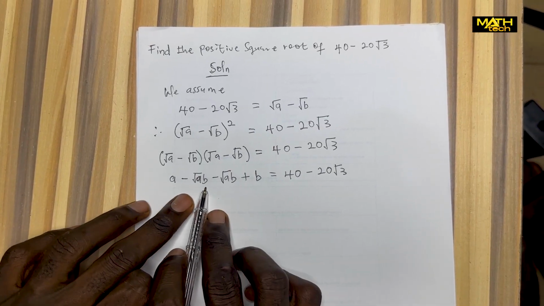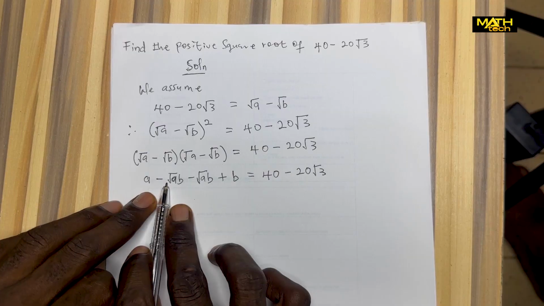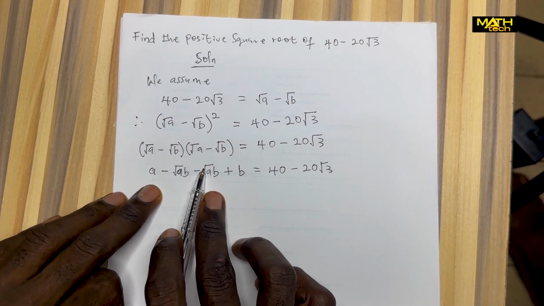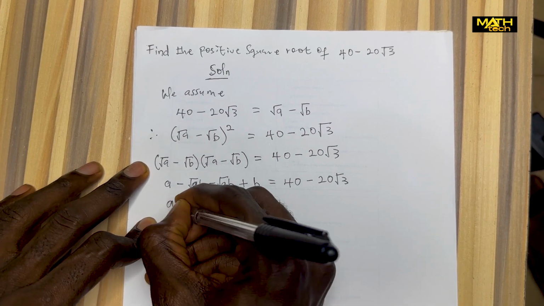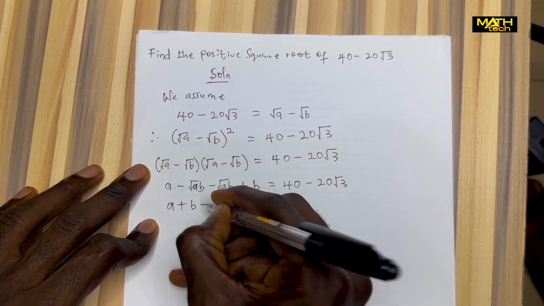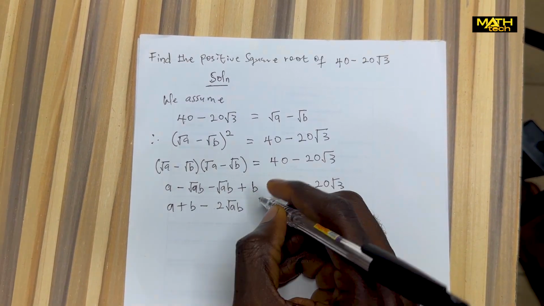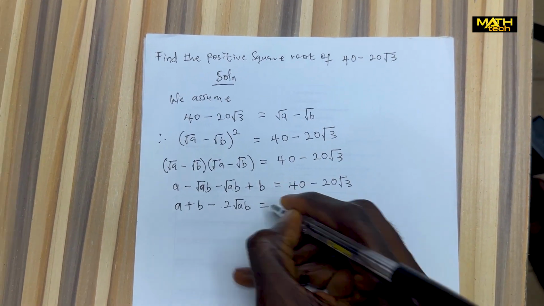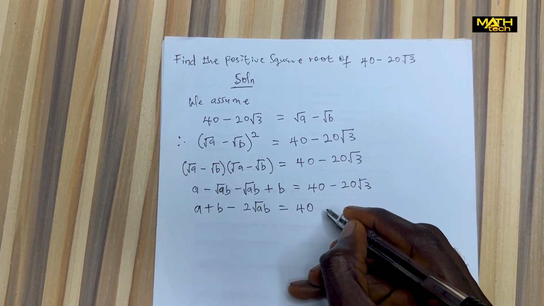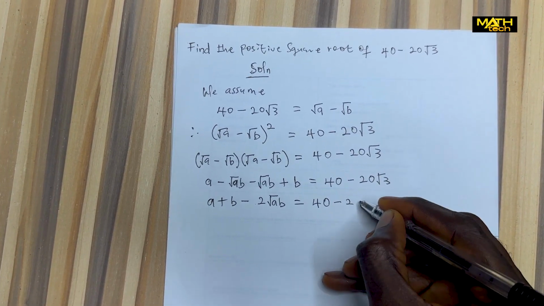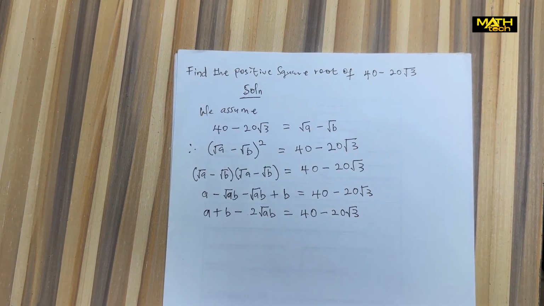So we can see that we are having like terms here. Square root of ab, square root of ab, minus minus. So this has a coefficient of -1, and this has a coefficient of -1. And these two give us what? -2. So we say a plus b minus 2 square root of what? ab. And it is equal to 40 minus 20 root 3.